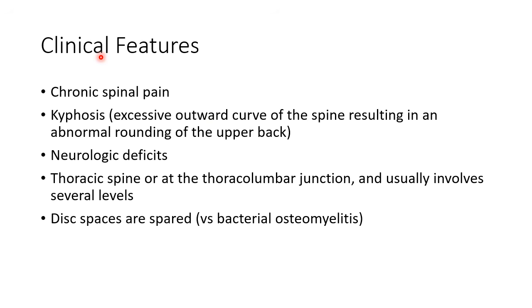Now let us discuss the clinical features of TB spine. There will be chronic spinal pain. There will be kyphosis, which is excessive outward curve of the spine resulting in an abnormal rounding of the upper back. There will be neurologic deficits like paraparesis. The infection often occurs in the thoracic spine or at the thoracolumbar junction and usually involves several spinal levels. In TB spine, the disc spaces are spared, whereas in case of bacterial osteomyelitis, the disc is destroyed.